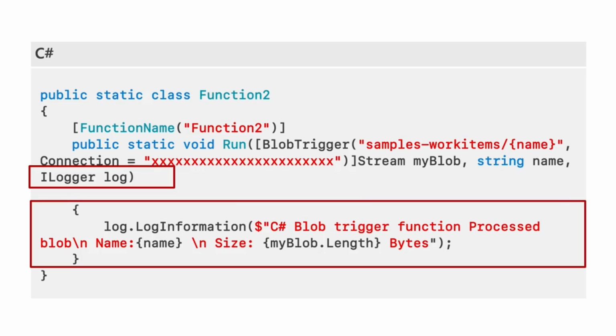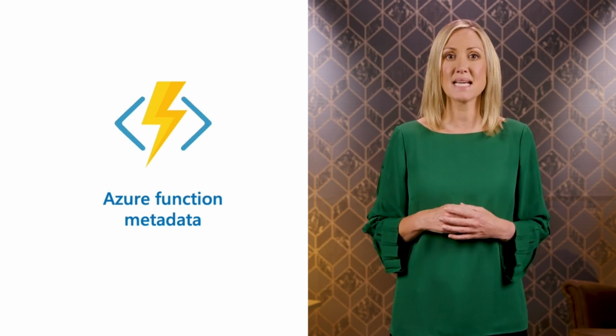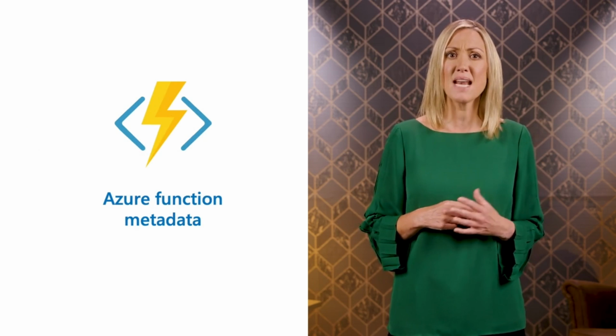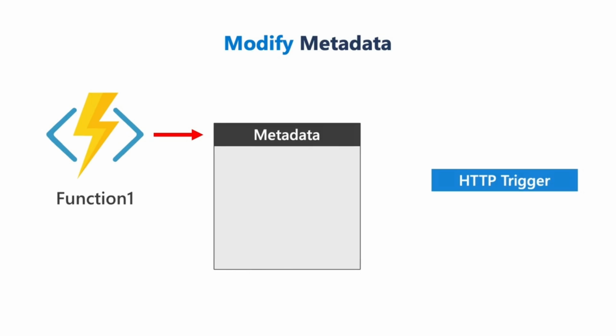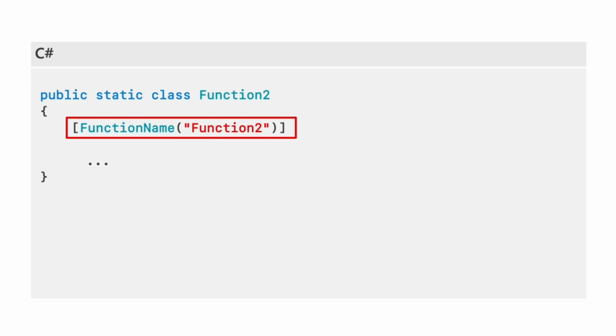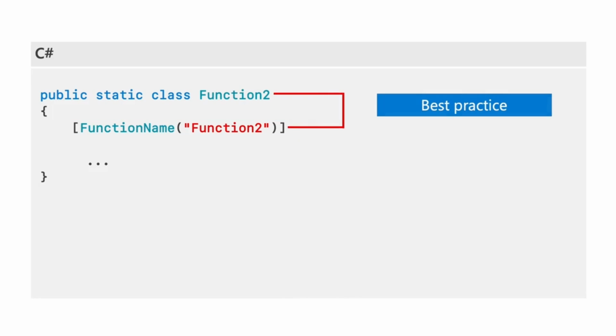The function can use this parameter to write log messages, which the function app will write to storage for later analysis. An Azure function also contains metadata that specify the type of the trigger and any other specific information and security requirements. You can modify this metadata using the HTTP trigger, blob trigger, or other trigger attributes. The function name attribute that precedes the function is an identifier for the function used by the function app. This name doesn't have to be the same as the name of the function, but it's good practice to keep them synchronized to avoid confusion. You can use the visual debugger to build and test the Azure function app locally.